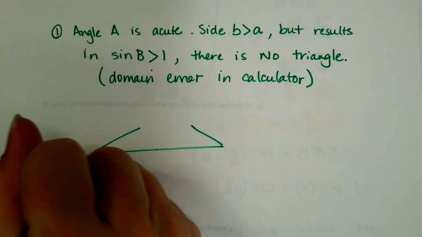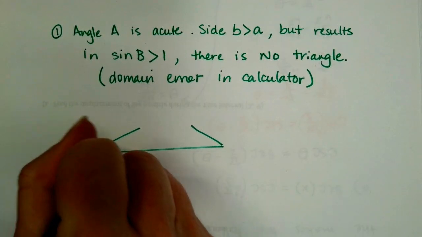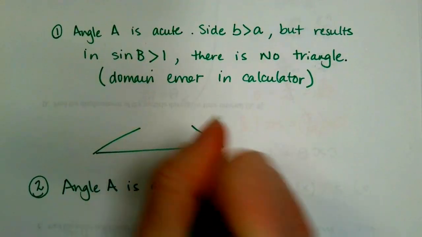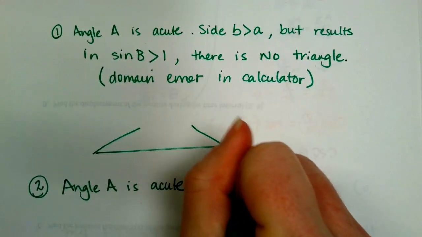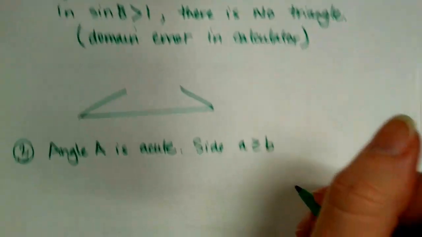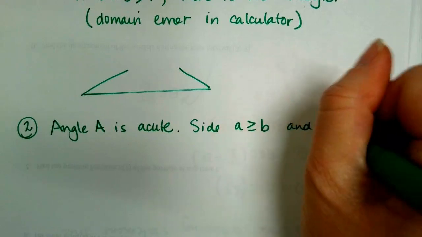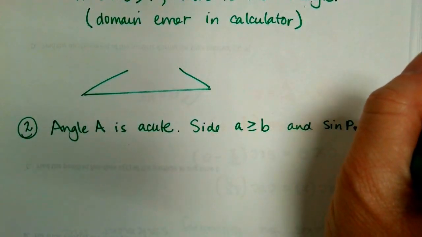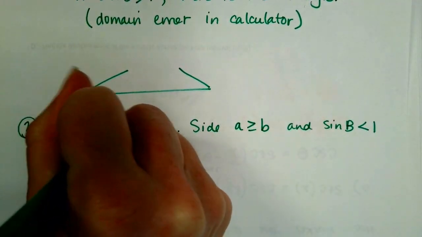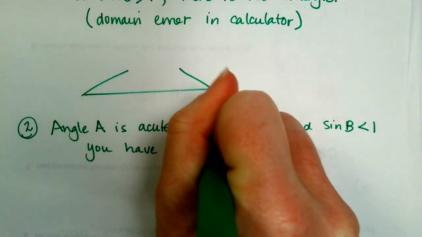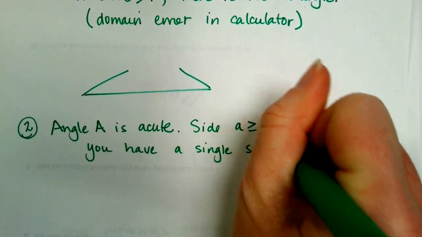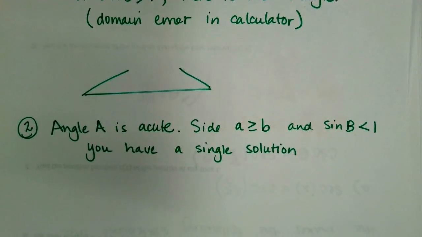If you have, if angle A is acute, side A is either greater than or equal to side B, and sine of B is less than 1, then that means there's a single solution. There's one triangle that exists with those particular things.